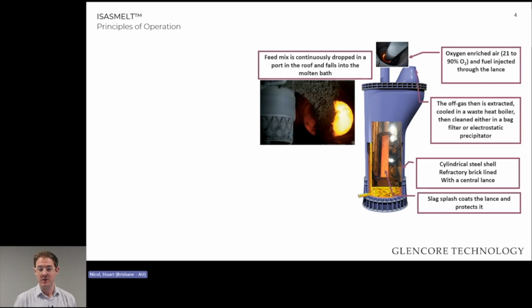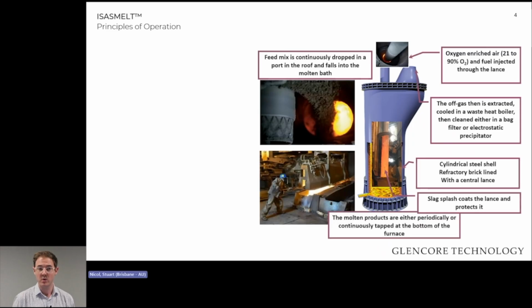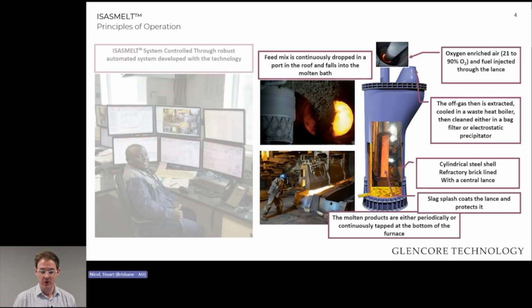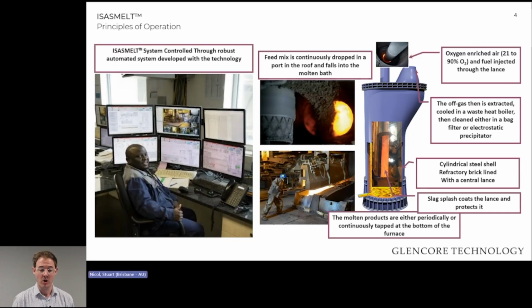The off gas is collected from the top of the furnace and sent through your gas cooling systems, typically waste heat boilers, dedusting systems, typically ESPs for primary copper, and then gas treatment, so things like sulfuric acid plants or scrubbing systems. The molten bath, as it builds, is then periodically tapped from the furnace. We've got tap holes in the base of the furnace where we extract the molten bath materials and we send it for downstream settling. The furnace is continuously controlled with a control room operator who continuously monitors the process and the plant. So that's just a brief introduction on how the Isasmelt furnace works.